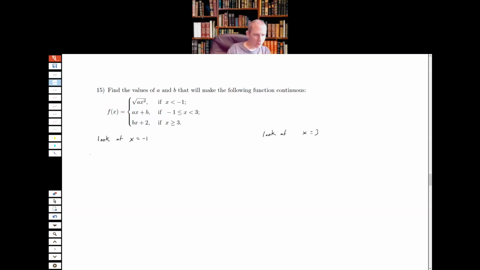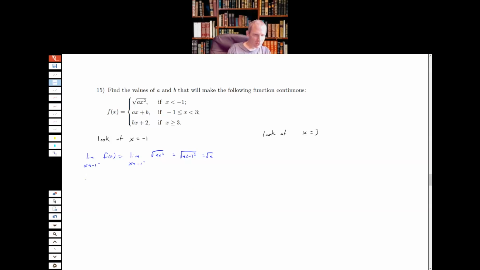Okay, so let's look at the limit as x approaches -1 from the left. That's equal to the limit as x approaches -1 from the left of the square root of ax squared. And I'm going to solve this limit using direct substitution. X is approaching -1, so I replace my x with a -1. -1 squared is 1, so this is just square root of a.